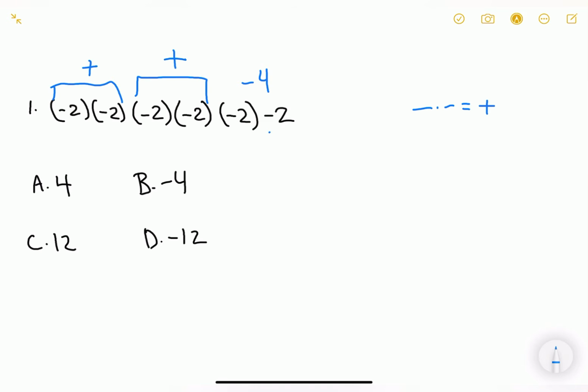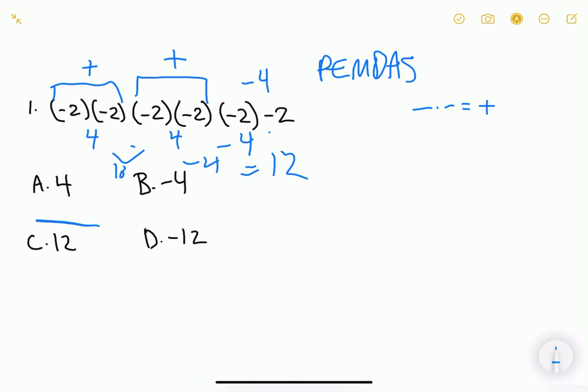What is -2 times -2? It's 4. Again, -2 times -2 is 4. What is 4 times 4? Because if we set it up this way, we're still going to follow the rule of PEMDAS: parentheses, exponents, multiplication or division comes first. So let's do the multiplication. 4 times 4 is 16. 16 minus 4 equals 12. So we know that the correct answer is C.